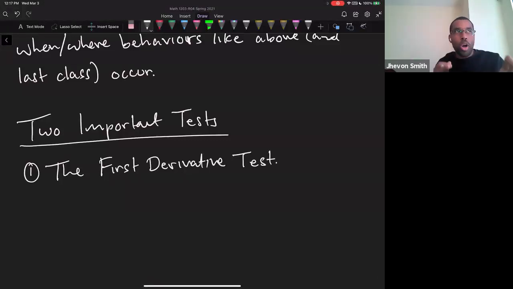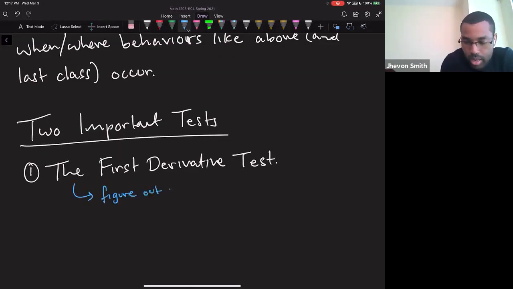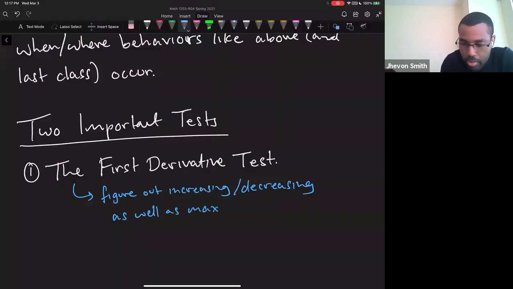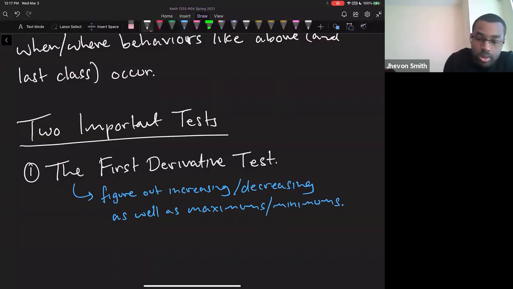This is the framework in which you go in and your goal is to figure out, is it increasing or decreasing? And bonus points, we can actually figure out where maximums and minimums occur. So this is to figure out increasing, decreasing, as well as maximums and minimums. So where would the maximum profit be? Where would the minimum profit be, right? You can use a test called the first derivative test to figure all that out.